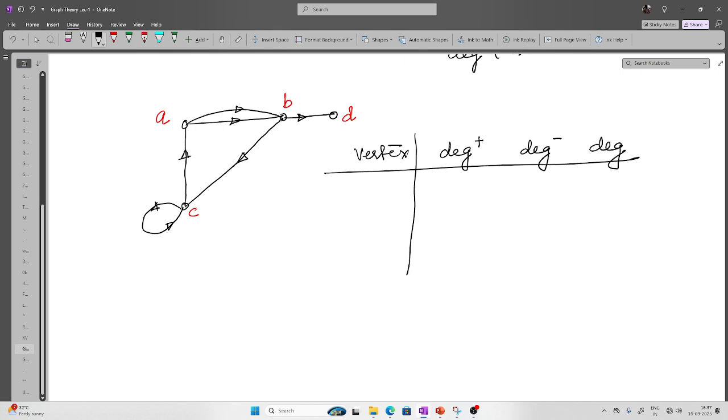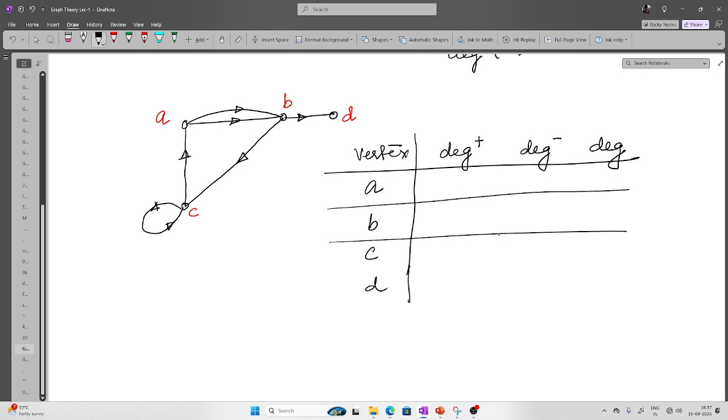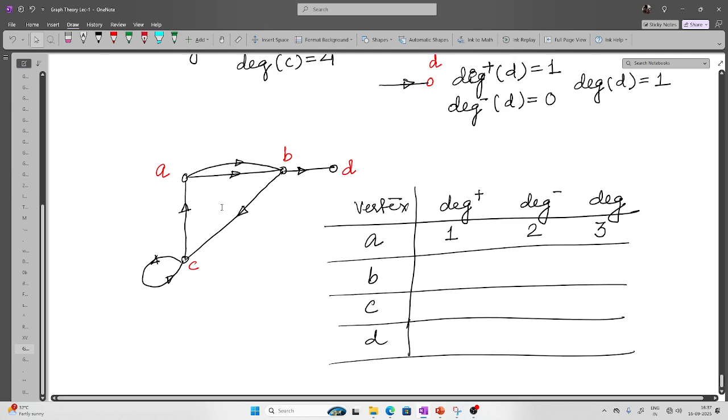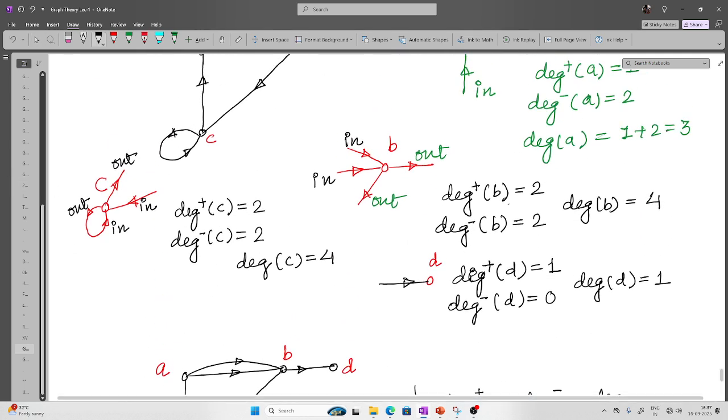Now we have 4 vertices A, B, C and D. Okay. Now for vertex A, what is the in degree? It is 1. What is the out degree? It is 2. Therefore the total degree will be 3. And that is what we have got there. Look, this 3.